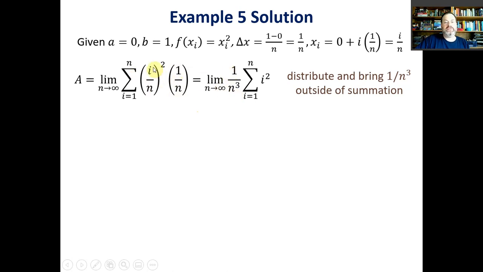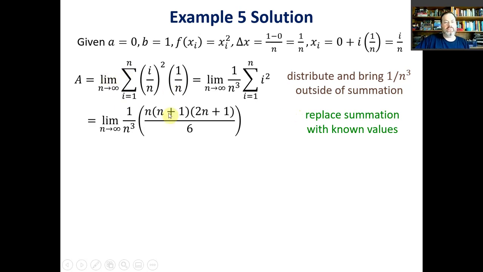Then you need to simplify. So I distributed everything. i squared times 1 is i squared. n squared times n is n cubed in the denominator. So I pulled the 1 over n cubed out. You're not allowed to pull it out in front of the limit, but you are allowed to pull it out in front of the summation. It's just the sum of i squared. Now this looks like a problem from the previous section, where we just replace this with one of the formulas from Appendix E. So this whole summation gets replaced with its numerical equivalent.